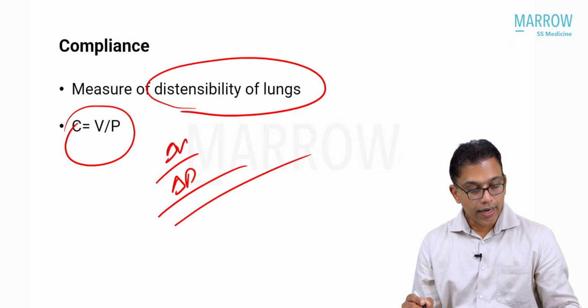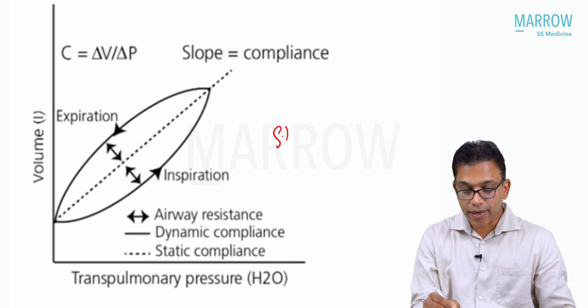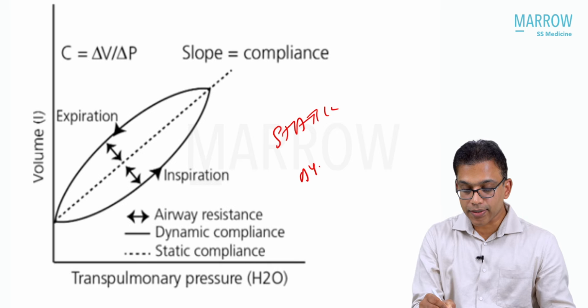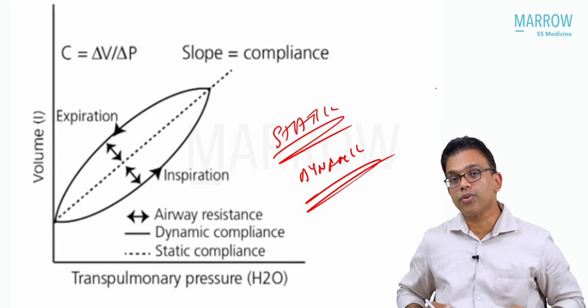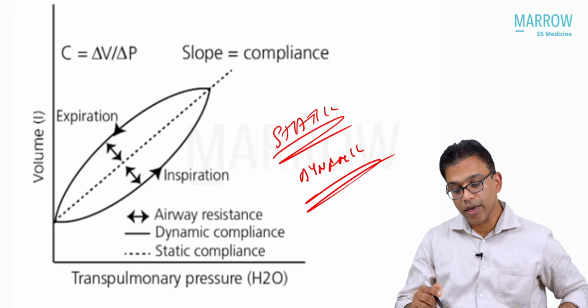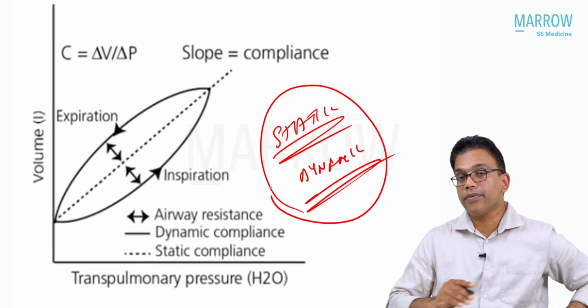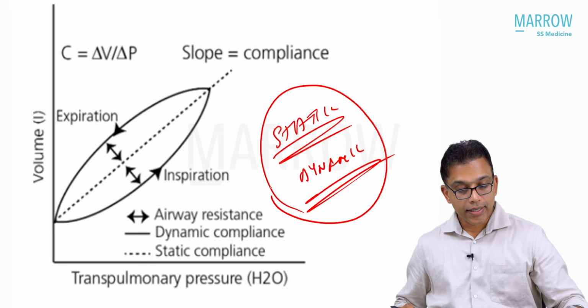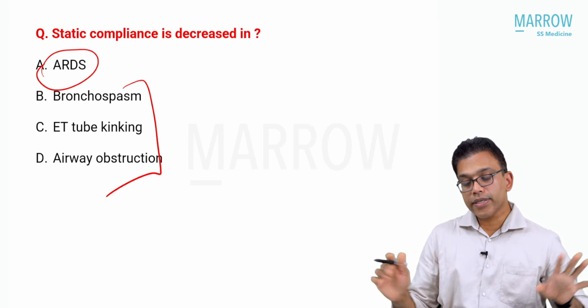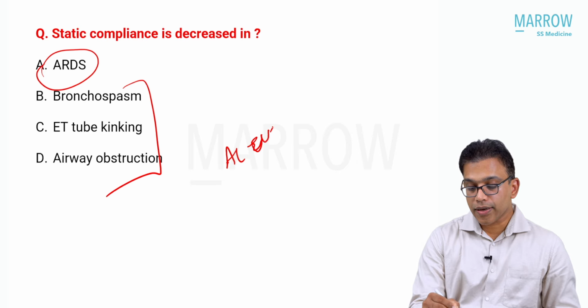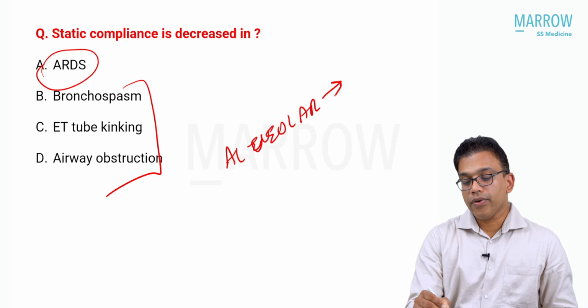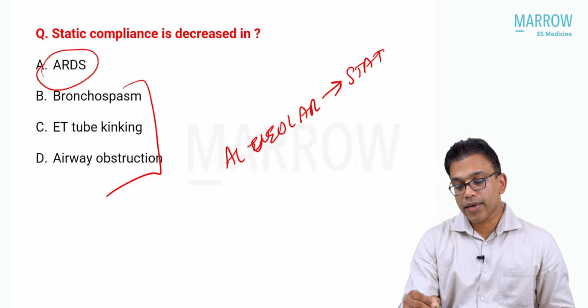Okay. So there are two types of compliance, that is static compliance as well as dynamic compliance. Static compliance is measured when there is no airflow through the airway or the conducting system, and dynamic compliance is measured whenever there is an airflow. Understand that any pathology that is affecting the alveolar level will affect static compliance as well as dynamic compliance.